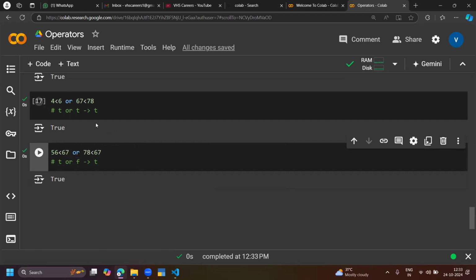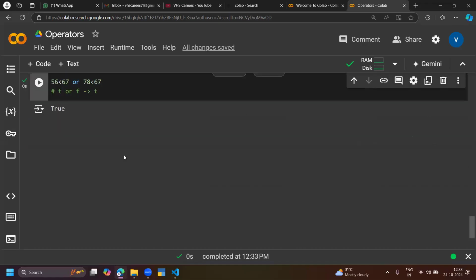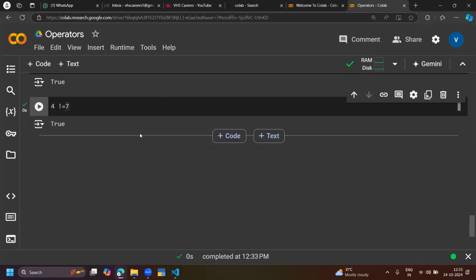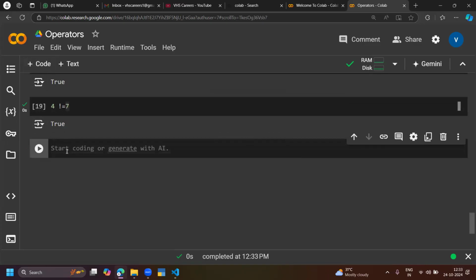Logical operators are very, very important: logical AND, logical OR, logical NOT. What is the logical NOT? Okay, 4 not equal to 7. Yes or no? Yes, it is true.